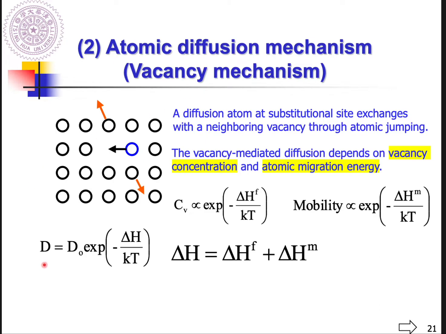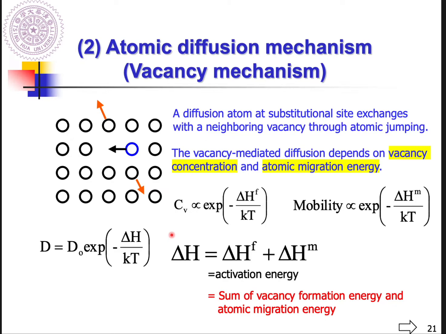So when we talk about the diffusivity of materials through the vacancy-mediated diffusion process, the expression of diffusivity is proportional to exponential minus an energy term, which includes the vacancy formation energy and the migration energy. So the activation energy includes the vacancy formation energy and migration energy.